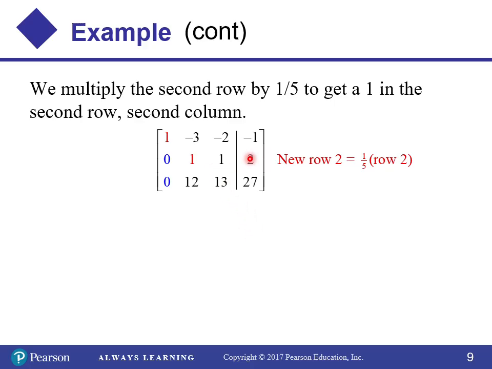So 1/5 times the 5 gave you the 1. 1/5 times the 10 gave you a 2. So now this is our new row 2.